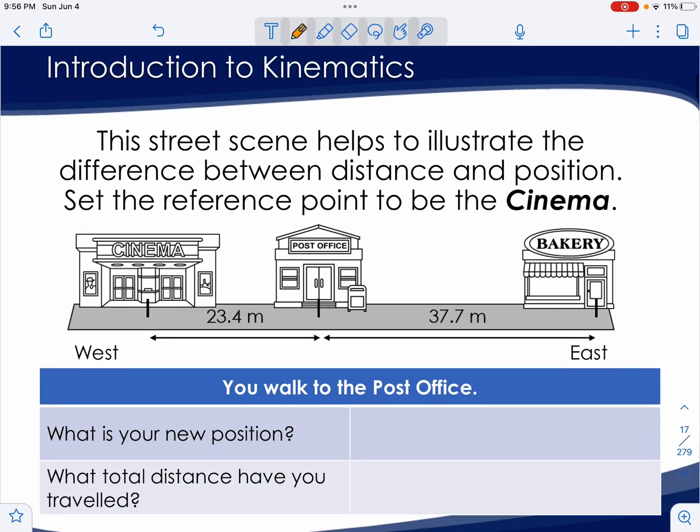Okay, so we started at the cinema, and now it says you walk to the post office. So you started at the cinema and now you're at the post office. So what is your new position and what total distance have you traveled? Go ahead and answer those two questions. Pause the video if you need.